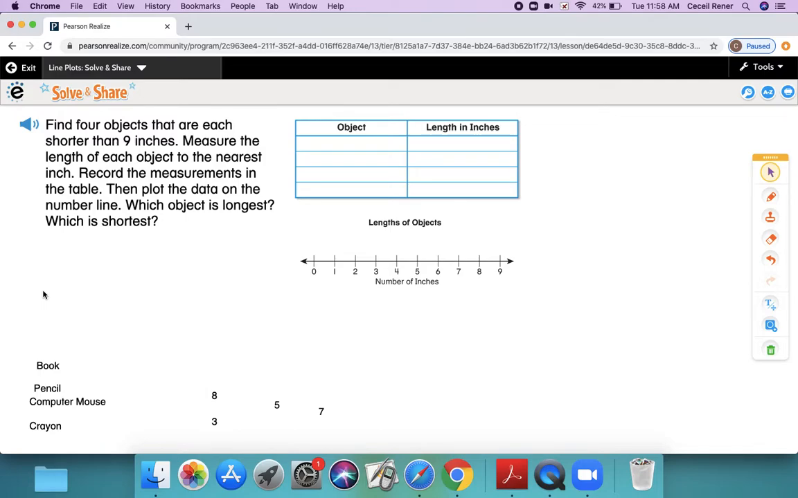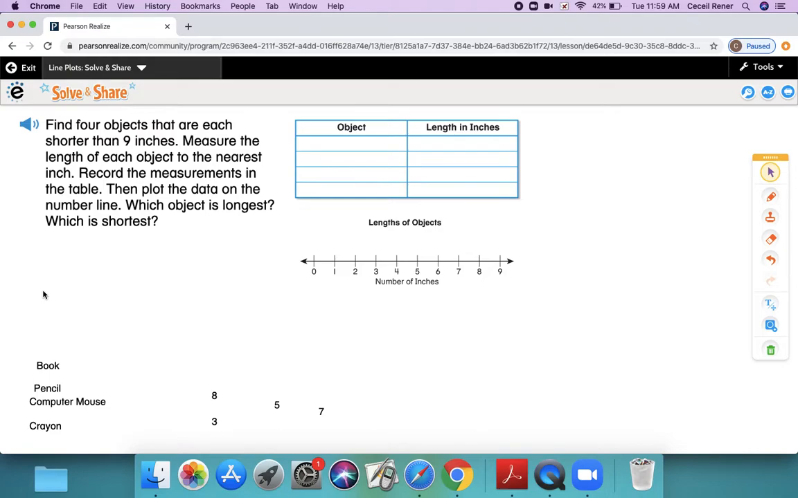Okay, are we ready? Now I found 4 objects already that are less than 9 inches. And so I'm going to put my 4 objects up, and then we can talk about what we're doing. So first off, what did we need to do first? We had to find 4 objects that measure less than 9 inches long. And how did we keep track of that? We had to put them in the table that's on our paper.